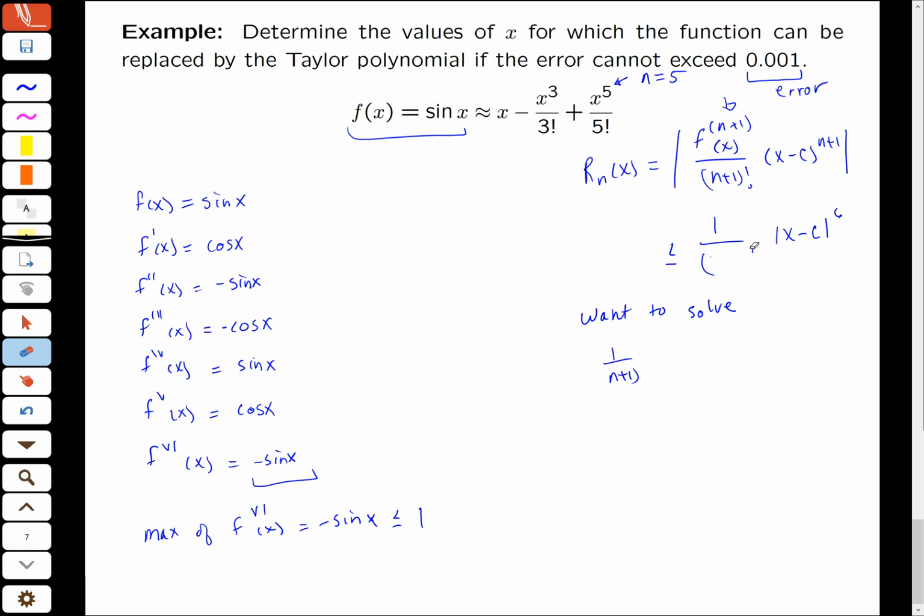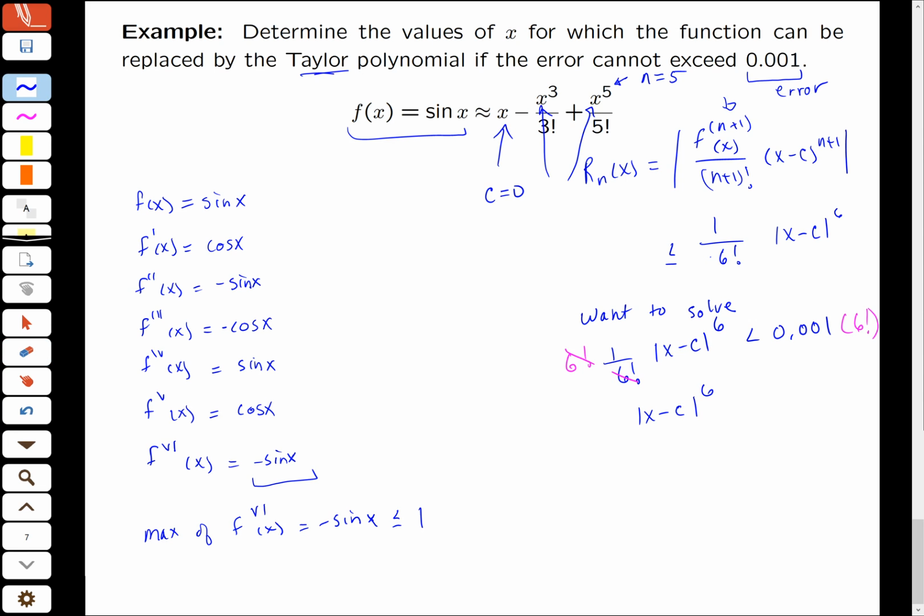I'm going to solve this. 1 over 6 factorial times x minus c to the 6th, I want that less than 0.001. So I'm going to multiply by 6 factorial on both sides. And what I get then is x minus c. By the way, is c 0 or 1 or a non-zero value? They haven't subtracted anything from those x's. So c is 0. Even though they said Taylor polynomial, remember a Maclaurin polynomial is a Taylor polynomial with c equals 0. If they had said x minus 1, then I know c is 1. But they didn't, so I know c is 0.